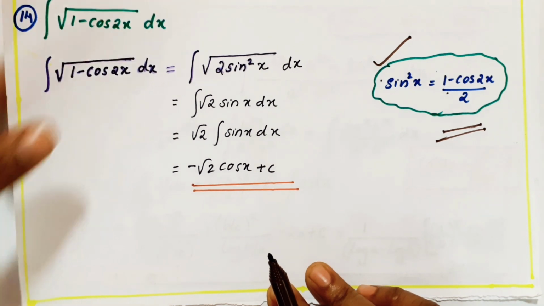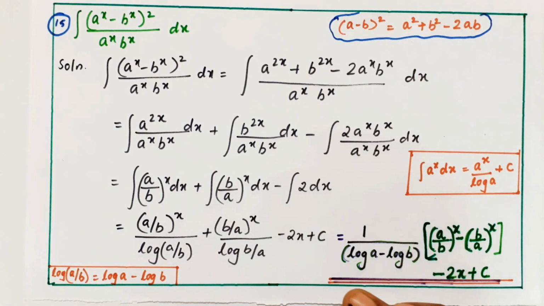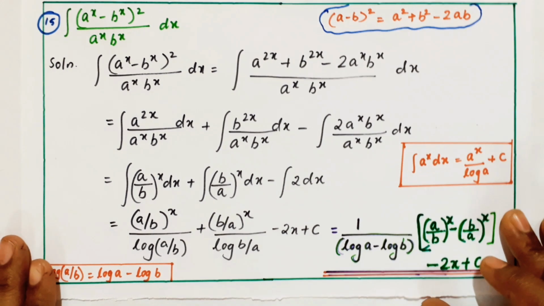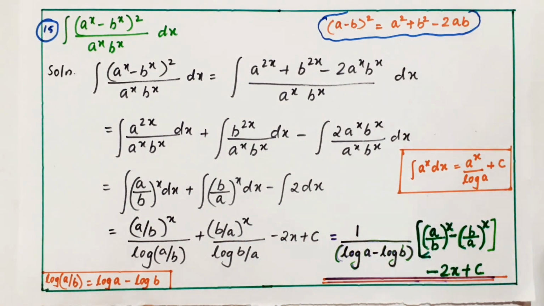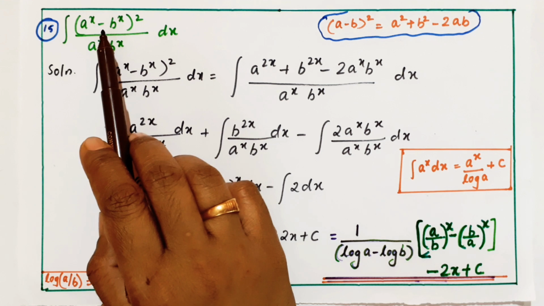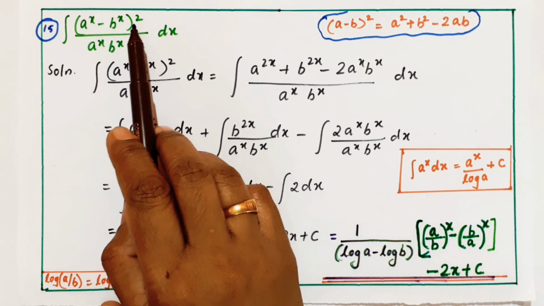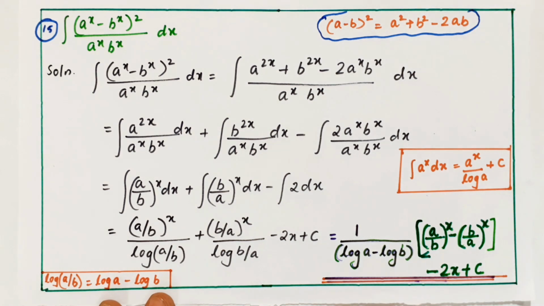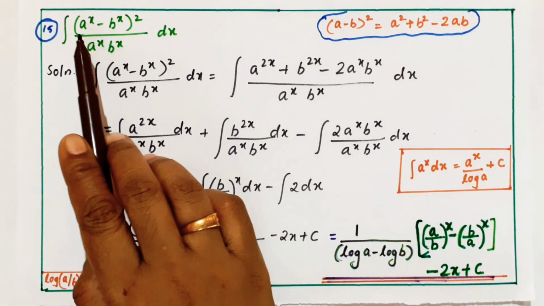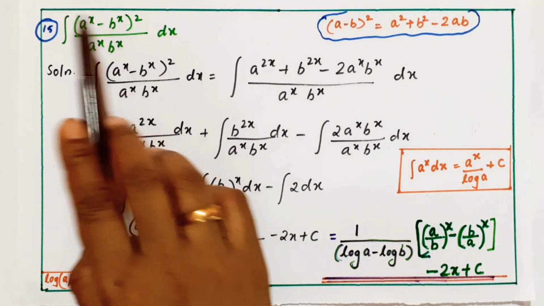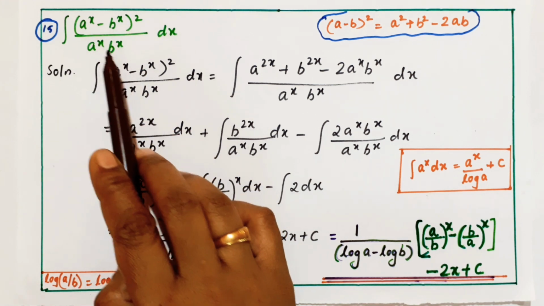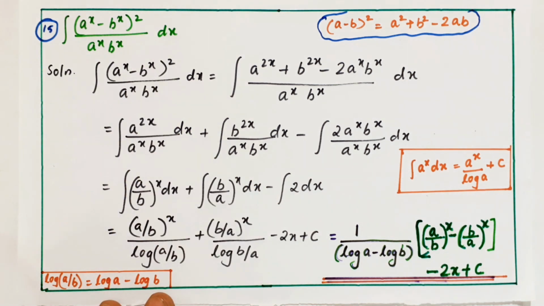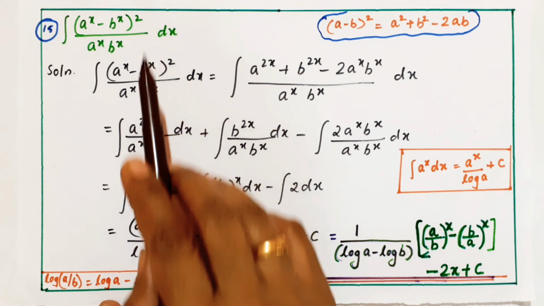Clear? Now the last question of this section. This question is in the form integral of a power x minus b power x the whole square by a power x b power x dx. The question is integral of a power x minus b power x the whole square by a power x b power x dx. I have just written the question again.